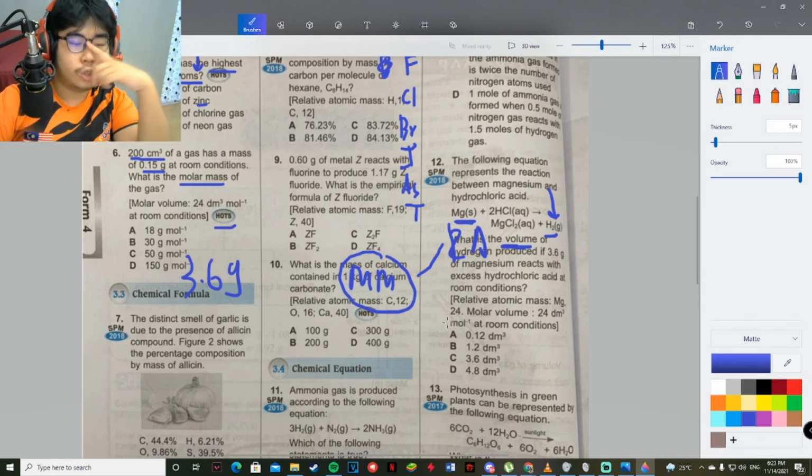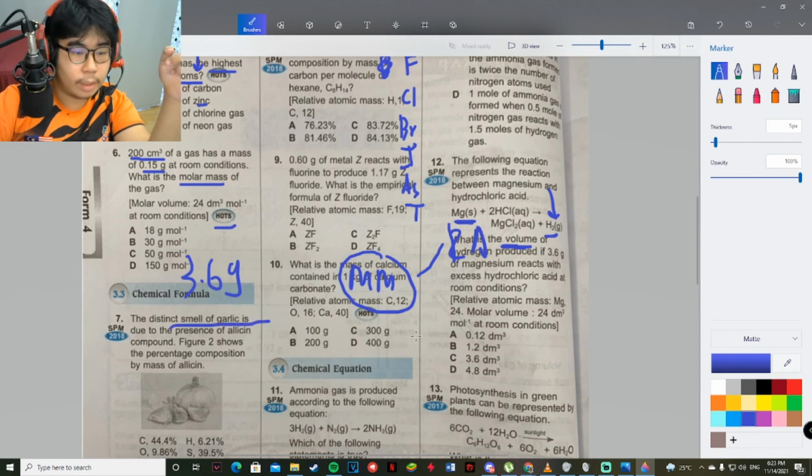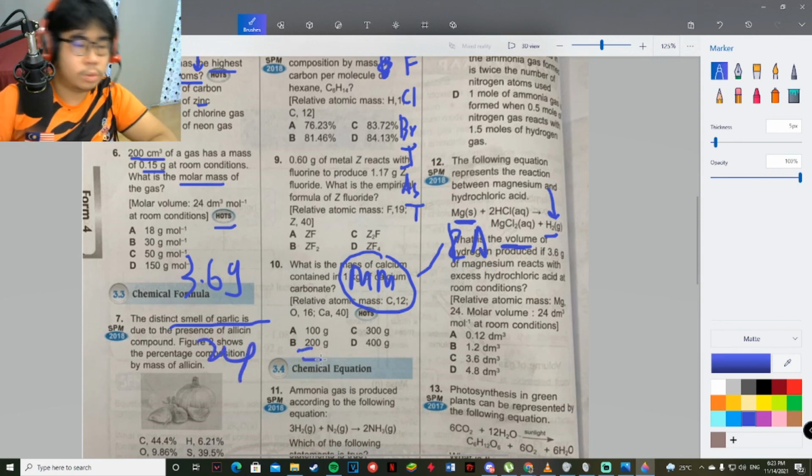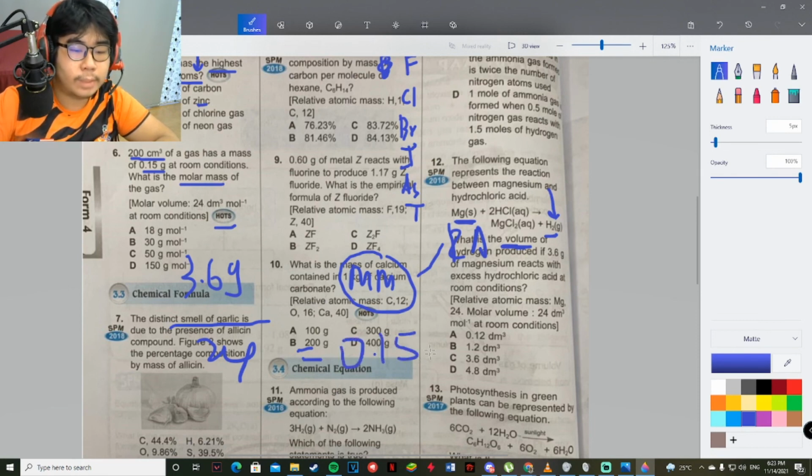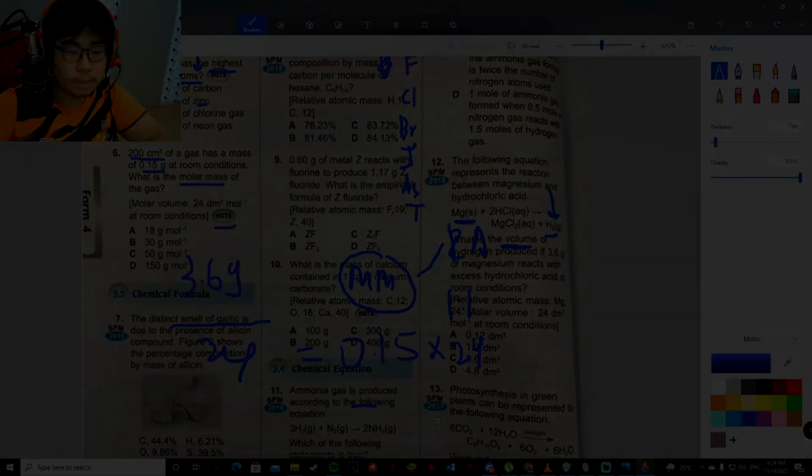So 3.6 divided by how much? Magnesium is 24. You're supposed to get 3.6 divided by 24, the number is 0.15. 0.15 is actually the mole. Since it's a 1 to 1 ratio, you just times 24. So 0.15 times 24, you get 3.6. The answer is not mistaken, it's a C. Is it a C?